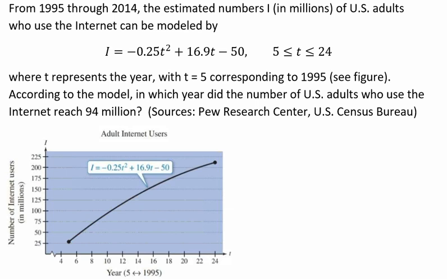In this video, we're going to be using some modeling with quadratic equations. Specifically in this problem, we're going to be talking about internet users. From 1995 through 2014, the estimated number I in millions of US adults who use the internet can be modeled by the following equation. I equals negative 0.25 t squared plus 16.9 t minus 50, where t is between 5 and 24, but can equal 5 or 24, right? So 5 is less than or equal to t, which is less than or equal to 24, where t is going to represent the year.